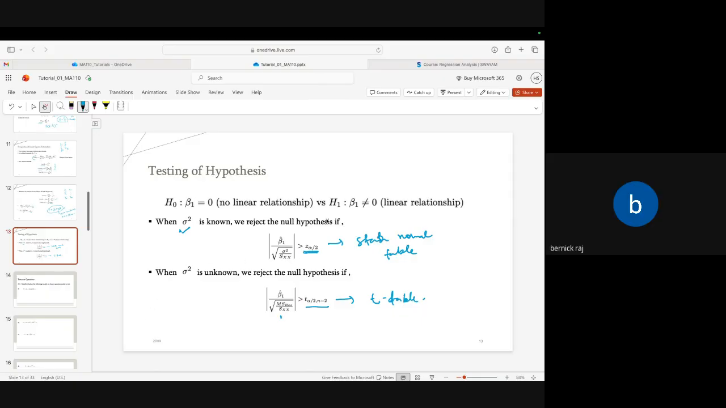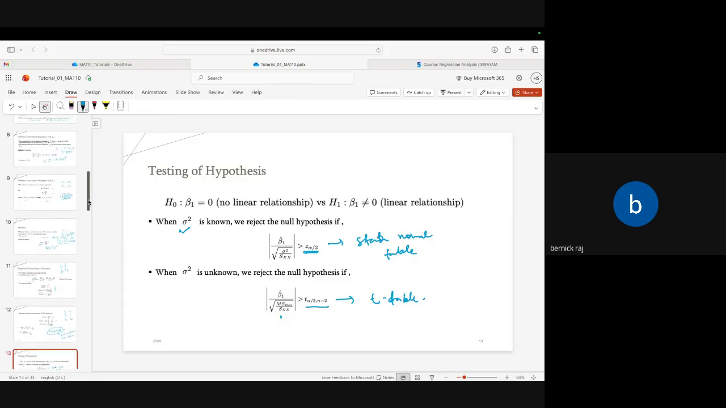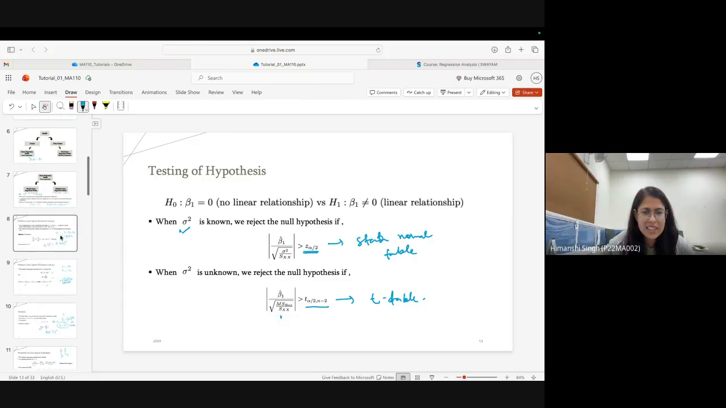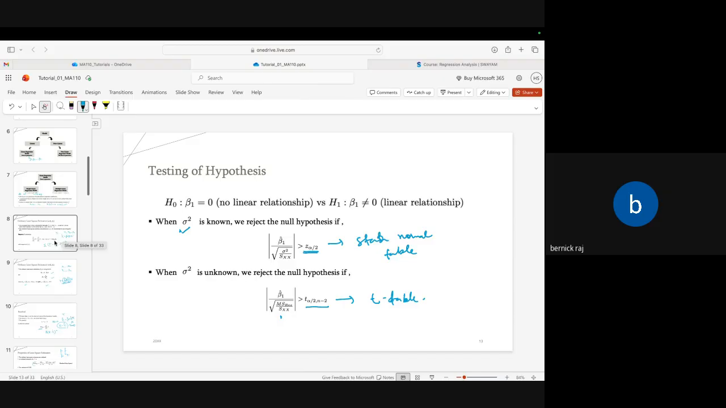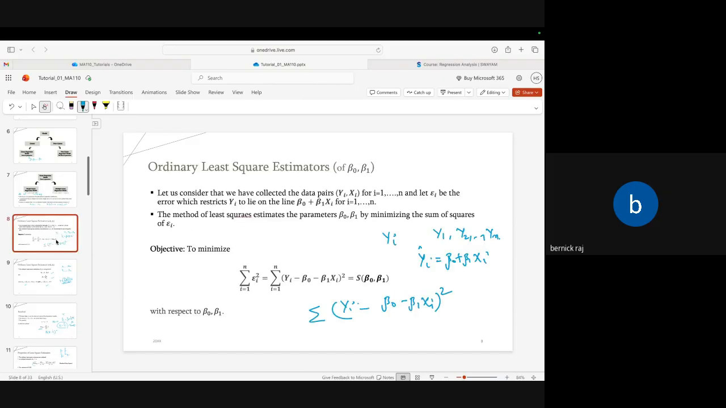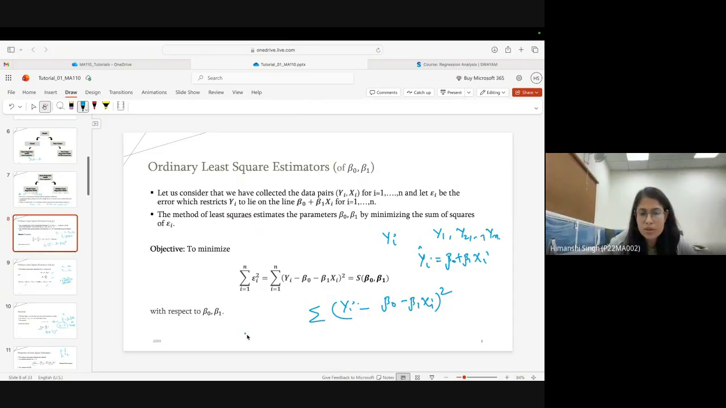Sum of ei is always 0. In case beta naught is 0, what happens? Actually, sum of ei equal to 0 even when beta naught is 0. So ei is basically what? So ei is yi minus yi hat.